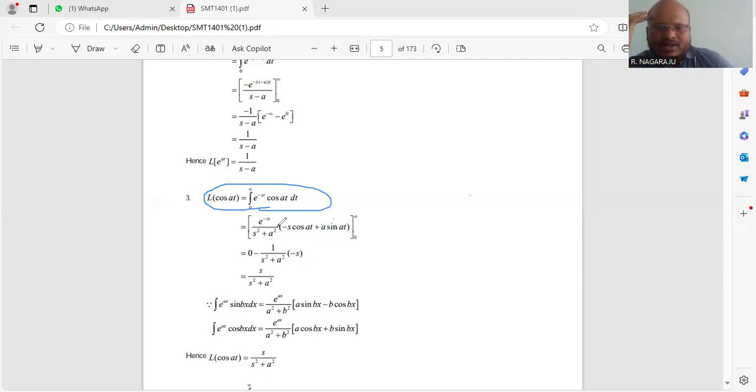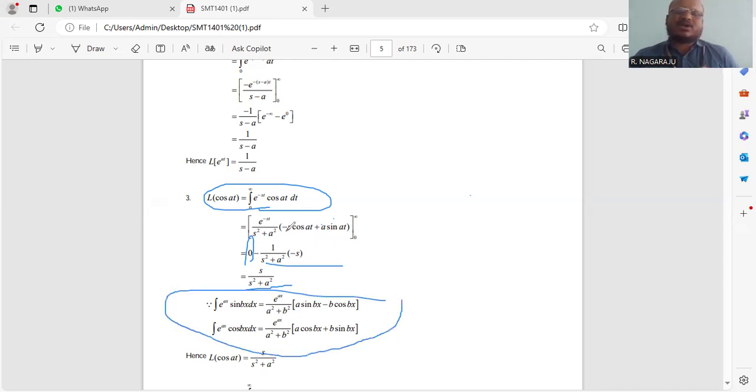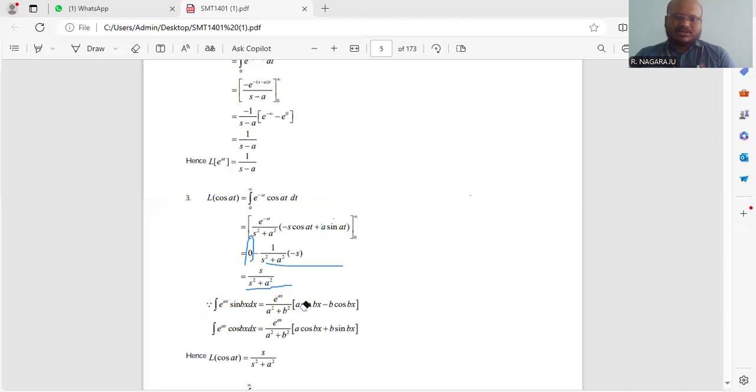Now the limits are 0 to infinity. If you apply the upper limit, the function totally will be 0, and if you apply the lower limit, you will get s by s square plus a square. So these are the formulas for solving this problem: the integral of e power ax into sin bx and e power ax into cos bx. After this third problem, we'll go to the next.